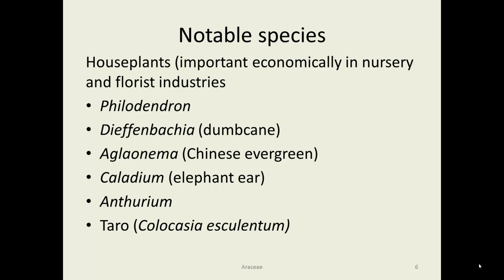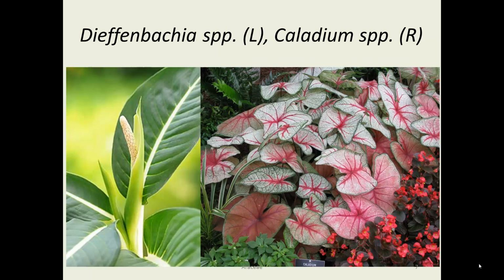Aglaonema is a Chinese evergreen. Caladium and elephant ears are very commonly used in outdoor pots and in indoor displays. Anthurium and taro that I already mentioned. So here's Dieffenbachia on the left. You can see the spadix and spathe in that picture.